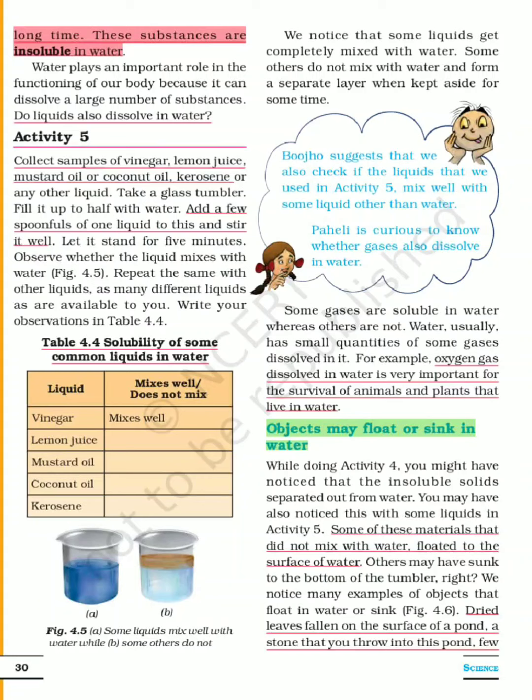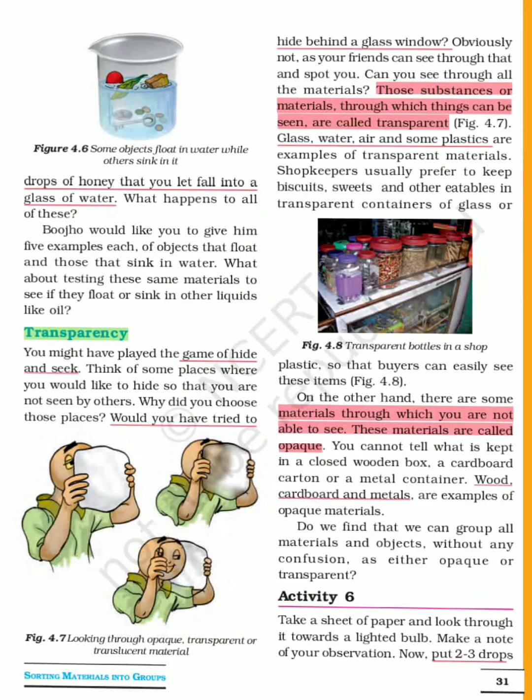One has sunk in the water and the other is floating on the water. Like dried leaves fallen on the surface of a pond, they will float. A stone that you throw into the pond will sink. So let's understand the principle behind the floating or sinking of any object. If any object has higher density than water, it will sink, and if any object has lesser density than water, it will float. You can also test these materials in other liquids like oil to see if they float or sink.